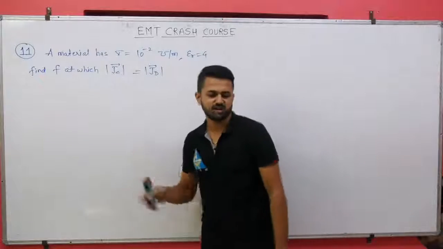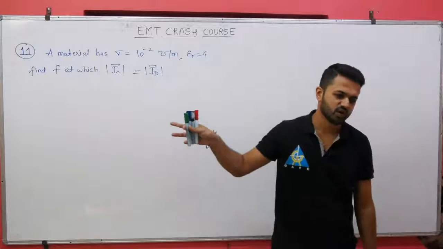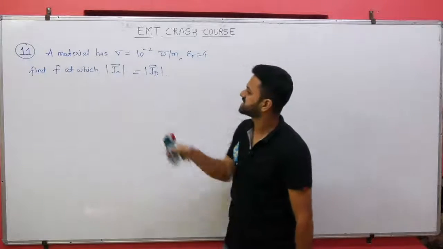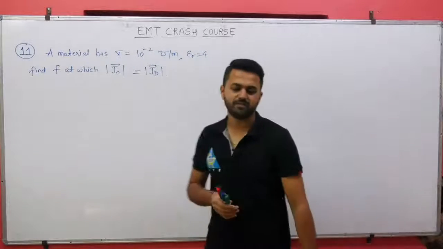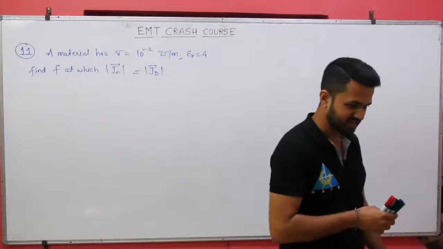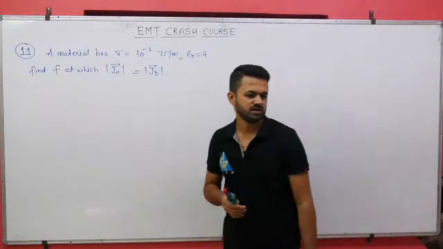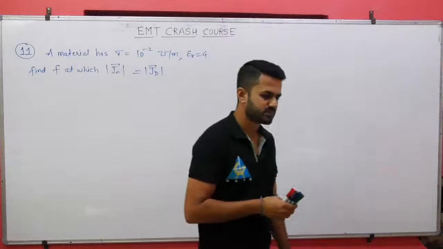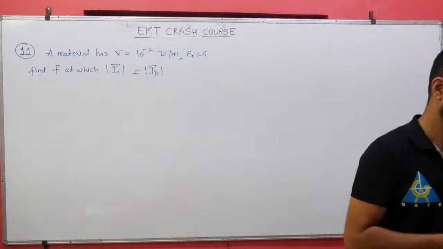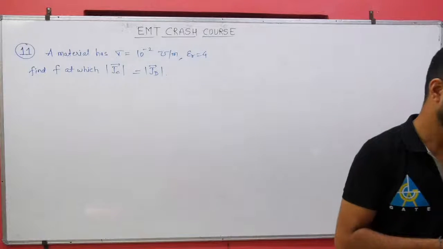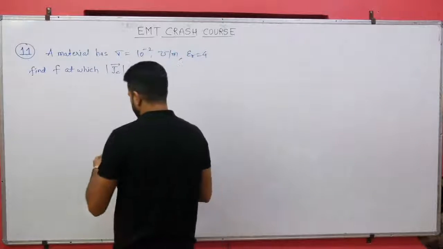So this is the question. Those who have joined from the starting can solve, and for those who have joined just now, the question is: a material has conductivity sigma and relative permittivity 4. You have to find the frequency at which the magnitude of conduction current density and the magnitude of displacement current density are equal. So what should be the approach?